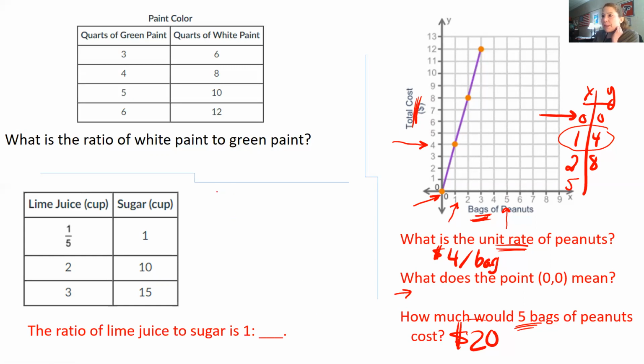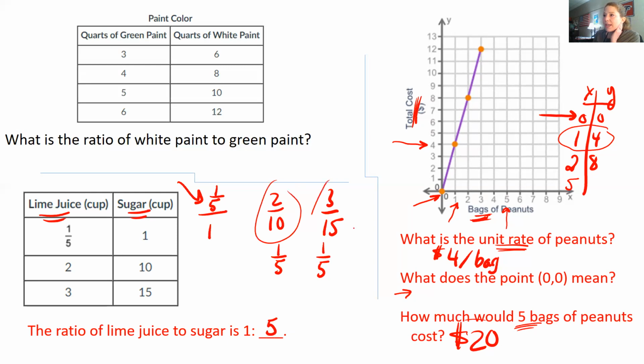All right, and then finally this one, it says the ratio of lime juice to sugar is 1 to what? So 4/5 to 1, 2 to 10, 3 to 15. I'm not going to worry about trying to simplify that complex fraction, but I can simplify these, can't I? Wouldn't this be 1 to 5? And this would also be 1 to 5. So the ratio of lime juice to sugar is 1 to 5. And we see that because of these two. And we could do that one too. We could divide 1/5 by 1, and guess what we'd get? 5.